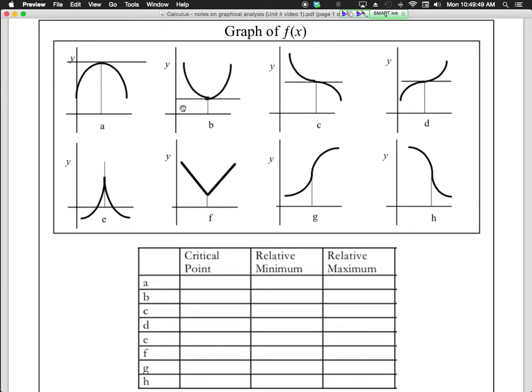Okay, down here on E, what's it doing on the left? Increasing, and on the right? Decrease. So it's a relative max because it changes from increasing to decreasing. And we'll get to what you're talking about here in just a second.